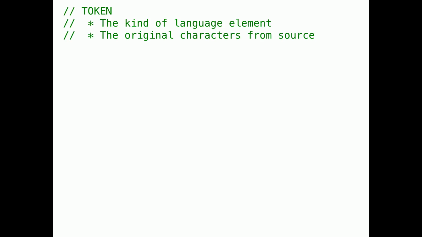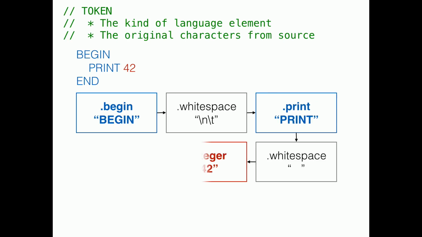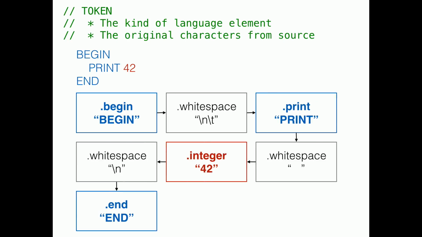The first is the kind of language element that we're dealing with. So if it's a keyword, if it's an integer literal, if it's a variable name, etc. And then it also has to carry forward the original characters from the source code that it now represents. So for example, if we were going to tokenize this simple bitseed program, perhaps the bitseed equivalent of hello world, what we would want our tokenizer to do is produce a stream of little data structures like this that carry forward this information. So for example, the first token is going to be the begin keyword.